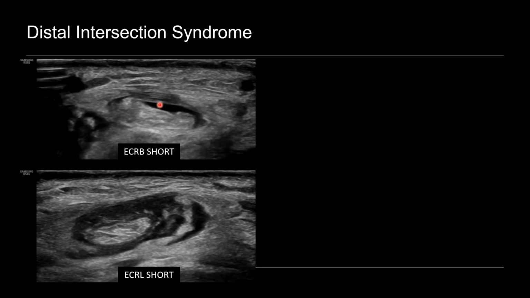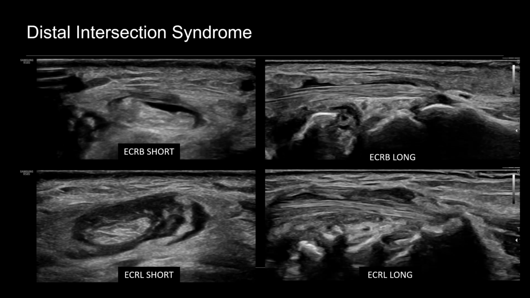So note that there's some fluid surrounding that ECRB tendon and more pronounced heterogeneously hypoechoic fluid surrounding the ECRL tendon, expanding that tendon sheath. Again, these are the compartment 2 tendons. Let's turn on long axis and note the tendons as they approach their metacarpal insertion sites. We see this fluid as well as some synovial thickening surrounding the tendon, again more pronounced about that ECRL tendon.